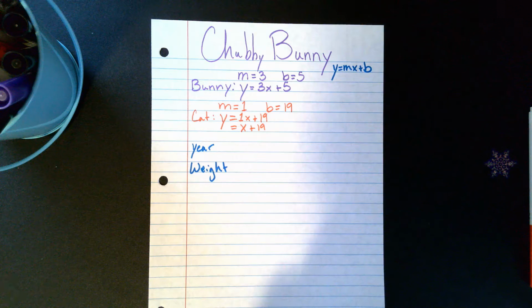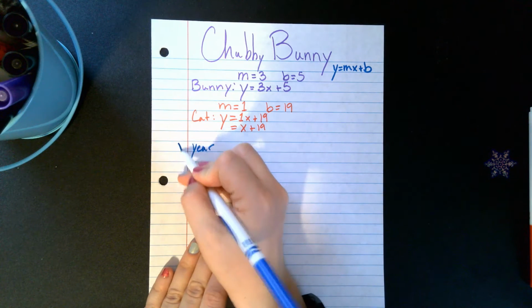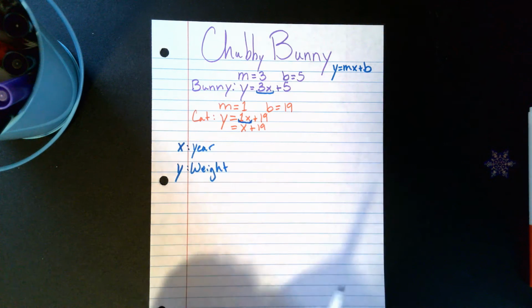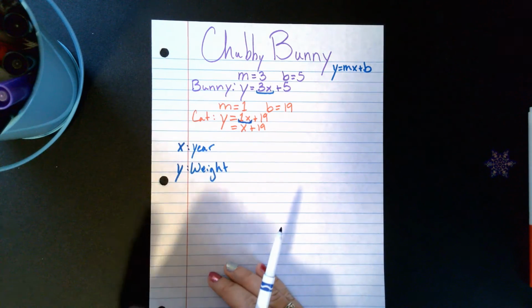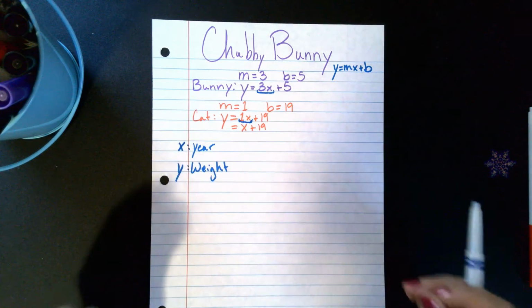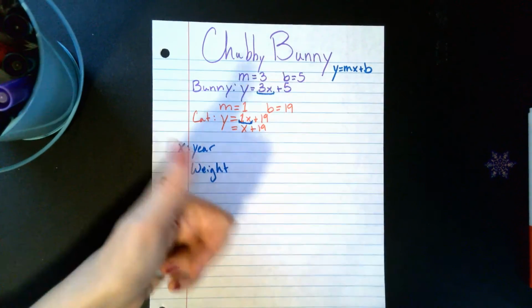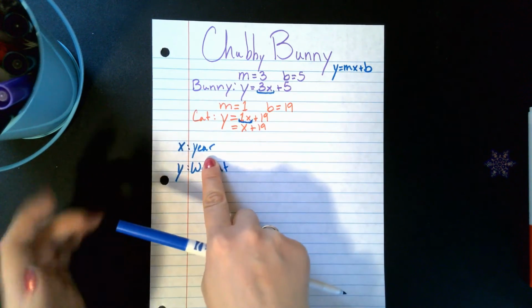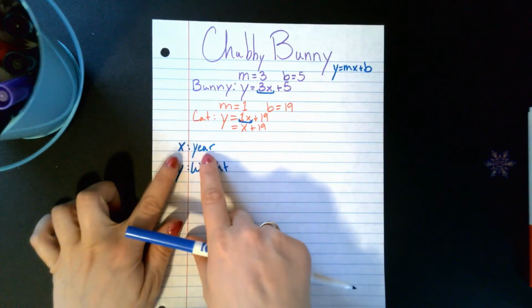Okay, let's see if you got it correct. X is year and y is weight. Let me explain why x is year and y is weight. Okay, so first of all, x is normally the time frame. If you have minutes, seconds, weeks, years, that's going to be x 9 times out of 10. If you're dealing with time, it's going to be x.